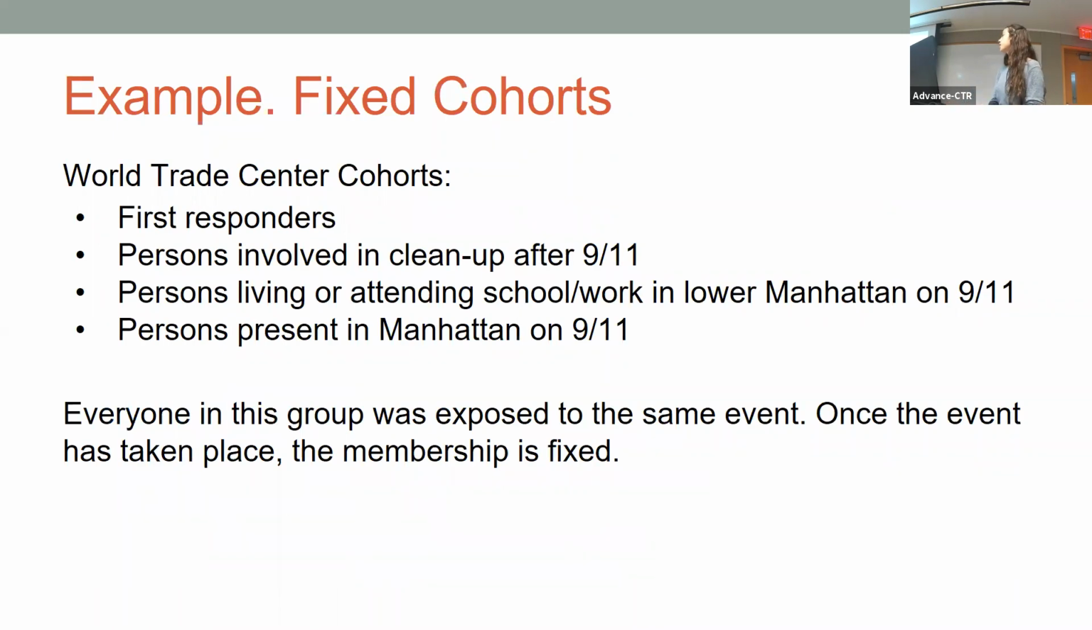So this example here is of a fixed cohort. The World Trade Center cohorts correspond to first responders, persons involved in cleanup after 9/11, persons that were present in Manhattan on that date. And the reason why this is a fixed cohort is because the incident of 9/11 already occurred, and we can't go back and people can't be added to the group of the individuals that were present in Manhattan on that date. So once the event has taken place, there's no introductions that can be made to this cohort.